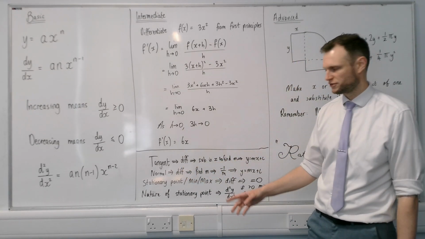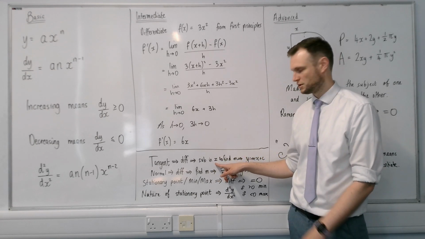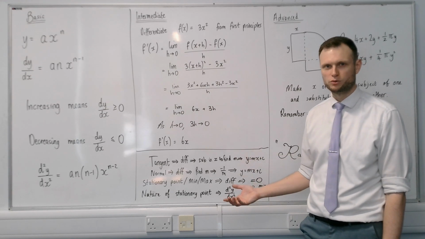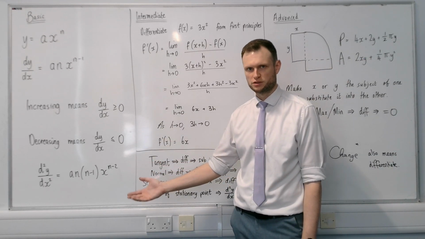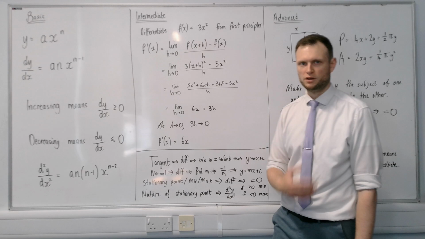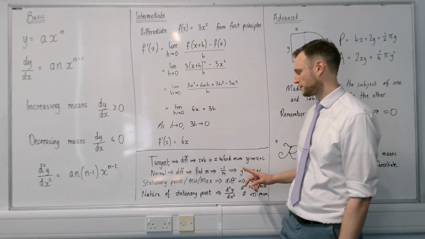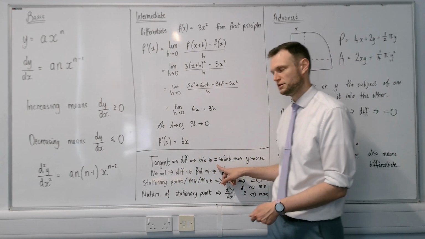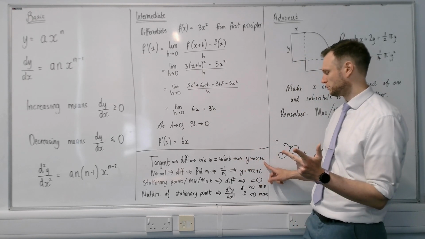That gets you the gradient function. Sub in the x to find the gradient, and then use y equals mx plus c. If you don't know the y-coordinate, like you're just given the x-coordinate, just put it into the original function. It'll be y equals some function of x. You just put in x, you'll find y. So yeah, differentiate, sub in the x-coordinate to find the gradient, then use the gradient, the x-coordinate and the y-coordinate to complete this and find c.